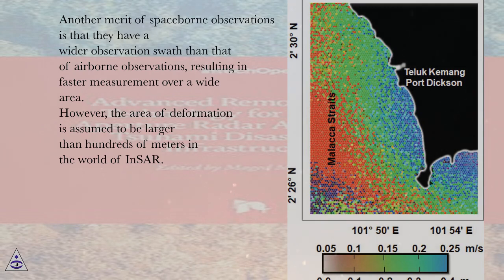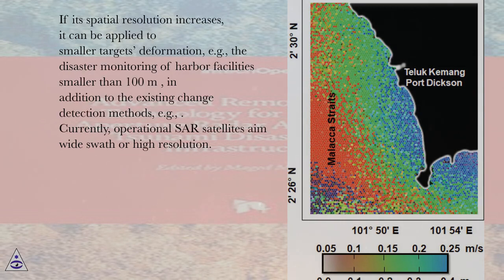However, the area of deformation is assumed to be larger than hundreds of meters in the world of SAR. If its spatial resolution increases, it can be applied to smaller targets' deformation, for example, the disaster monitoring of harbor facilities smaller than 100 meters, in addition to the existing change detection methods. Currently, operational SAR satellites aim at wide swath or high resolution.